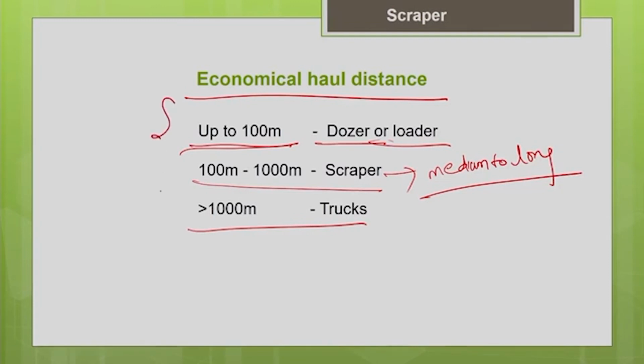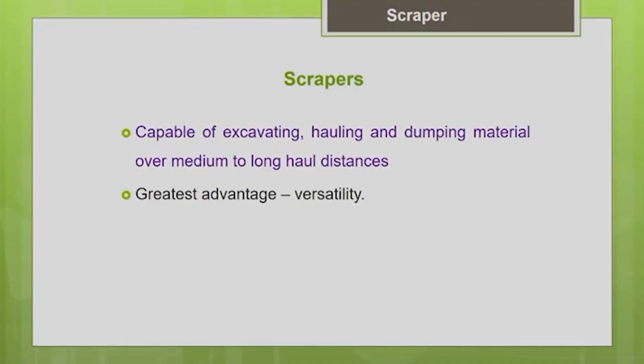So based upon this haul distance only, we have to select the earth moving machine. That depends upon your project requirement. Say for example, a dam project or a road project where the haul distance requirement is more, your scraper will perform well. So that will be the right application for the scraper.